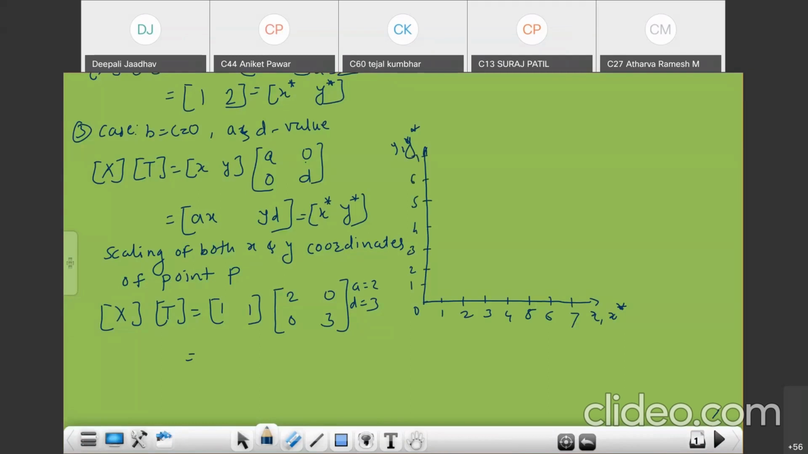What is the result here? 2 and 3. So the new points X star and Y star are 2 and 3. The original point is here and the new point is here. So it is P, it is P star. The point P is transformed from here to here. Is it clear?